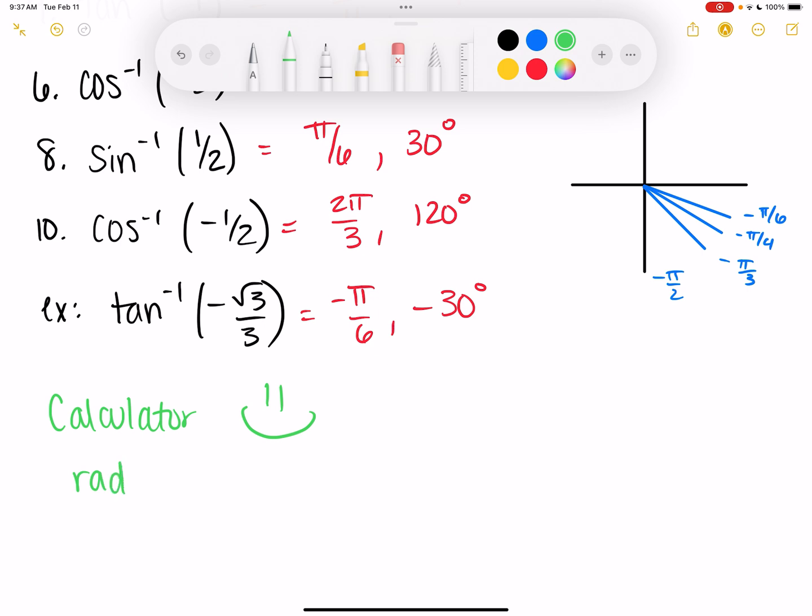So how is this harder? My calculator's in my locker. Can I grab it? Bless you. Oh my goodness.